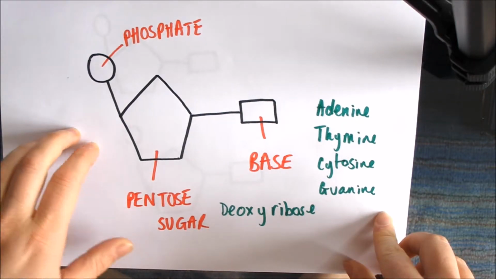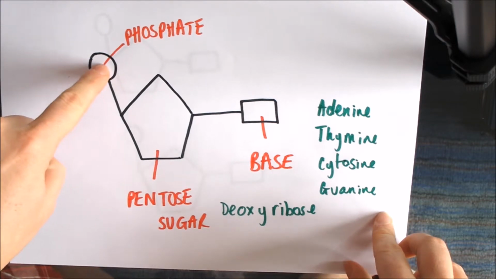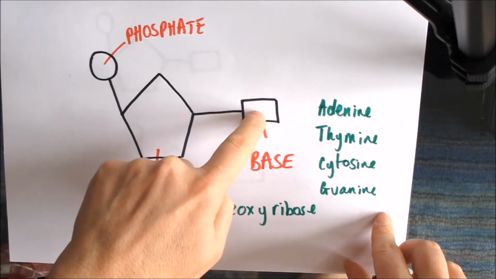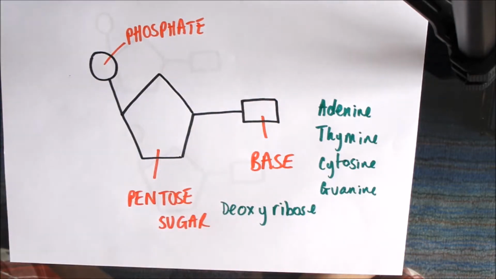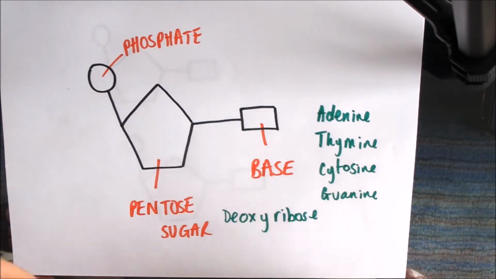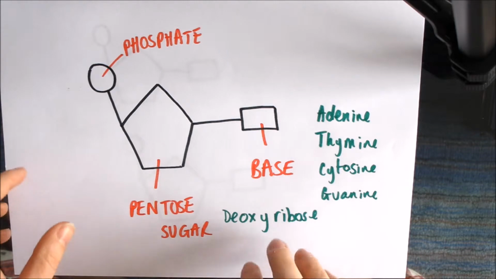When you are asked to draw a nucleotide, this is the accepted format, with the circle being the phosphate, the pentagon being the sugar, and the rectangle being the base. This is the same whether it is a DNA nucleotide or an RNA nucleotide. All that changes is the name of the pentose sugar and one of the bases.